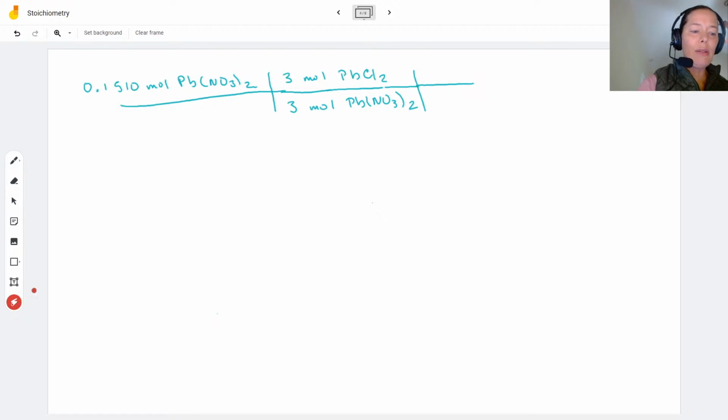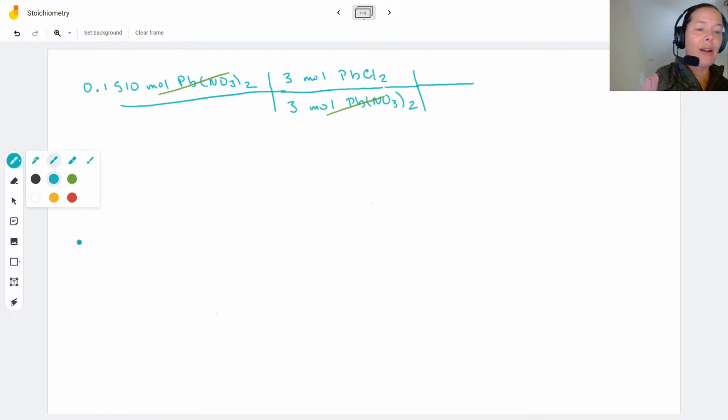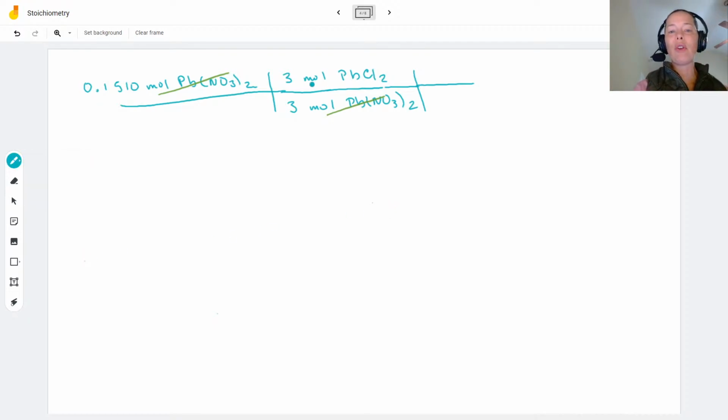Okay, so you can see, whoops, I'm going to switch to my green. My moles of lead nitrate have canceled. Now I have moles of lead chloride, but my problem asked me for grams, so I have one more step. We are almost there. I promise, I promise, I promise. We just need to convert this moles of lead chloride into grams of lead chloride. We're using the molar mass.